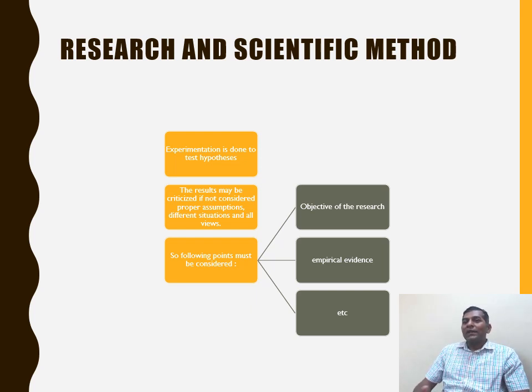So to avoid this kind of situation, to overcome this kind of problem, what we need to do is consider the following points. First is the objective of research. Define what you really want to achieve from the research. What is expected? What is desired? What is the objective? Note down all the objectives of research. Then empirical evidence, the actual facts.